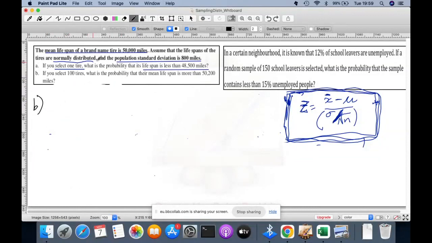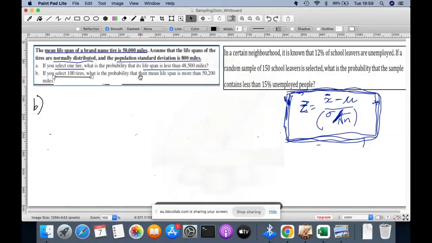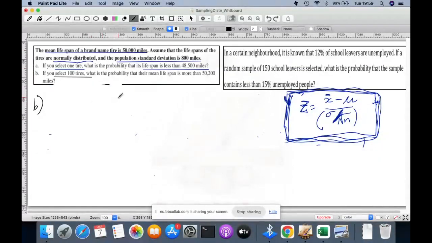All right, question B. Now, the difference here is in question B, they're telling you that you don't just take a single tire, you take 100 of them. So you take these 100 tires and you want to know what is the probability of that sample mean. So you took those 100 tires. So let me put it this way: there's 1 tire, 2 tires, 3 tires, all the way to 100 tires.